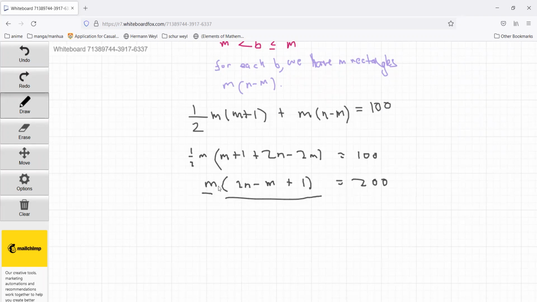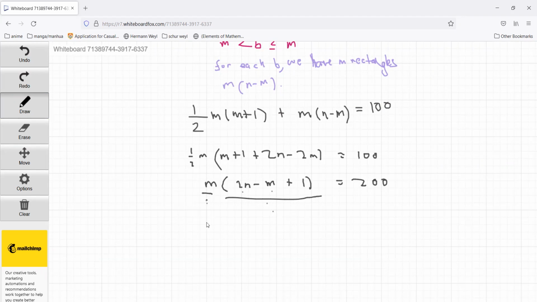But one more thing we will notice to slim our process down even further is that if m is even, then 2n minus m is also even, plus 1 is odd. So we have even and odd. If m is odd, then 2n minus m becomes odd, but then plus 1 becomes even. So we have odd and even. So we only need to look for the factors of 200 such that one is even and one is odd.